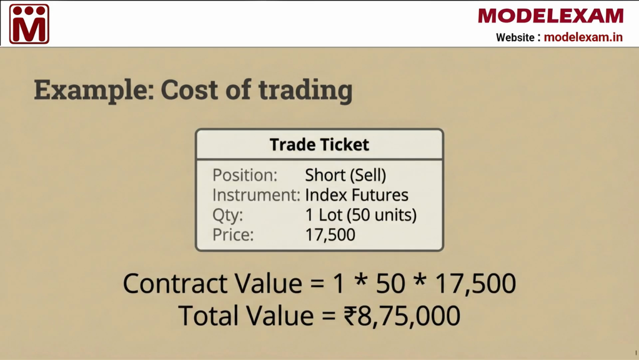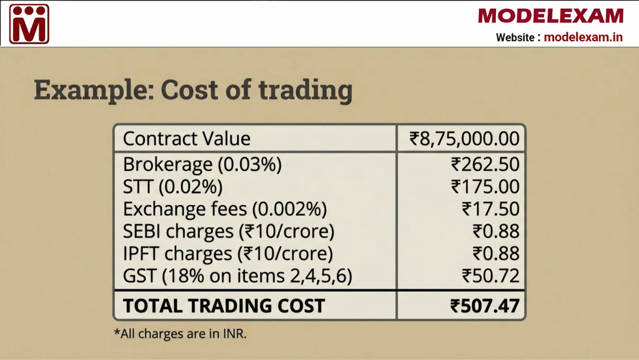To put everything together, let us look at a real world example of a trade ticket. Suppose you take a short position by selling one lot of index futures at a price of 17,500. Since the lot size is 50 units, we calculate the contract value by taking 1 multiplied by 50 multiplied by 17,500. This gives us a total contract value of 8,75,000 rupees. Now, we can break down the total cost for this specific trade.